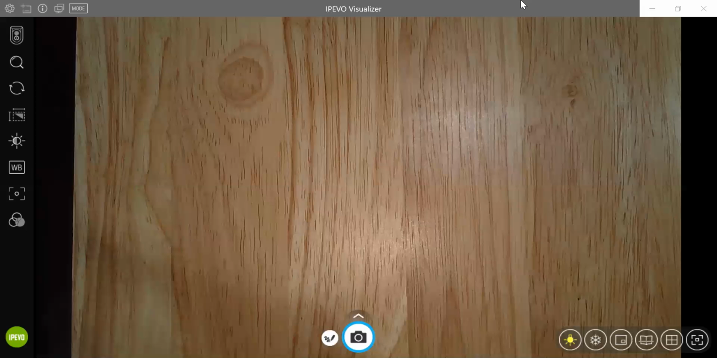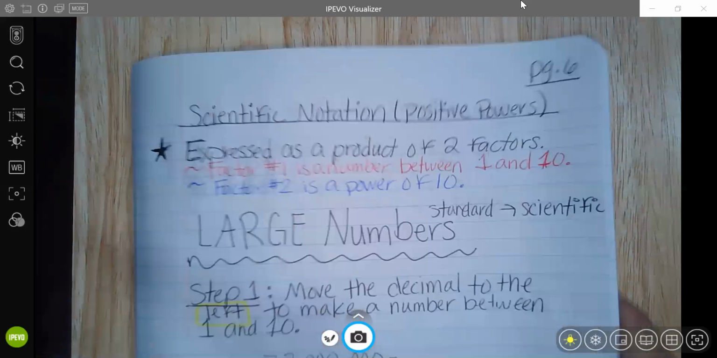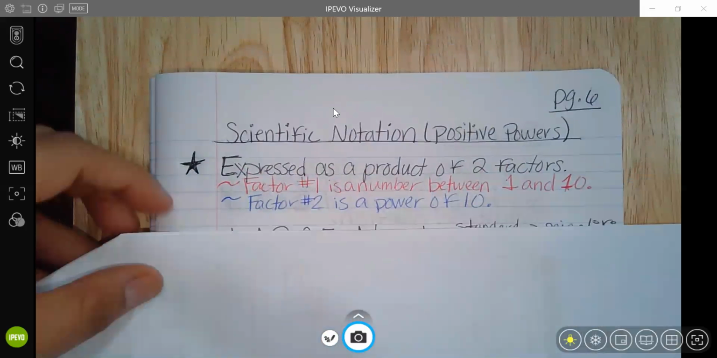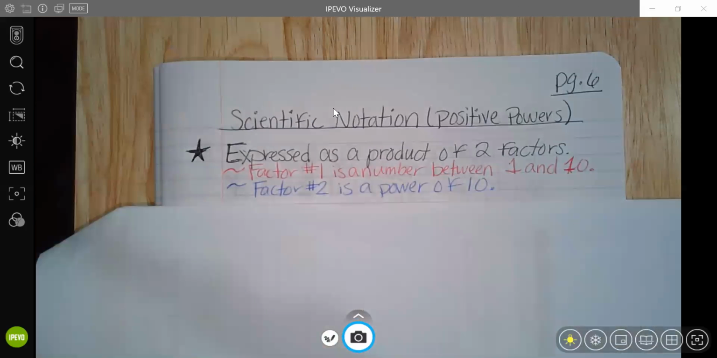All right, so we're gonna do scientific notation, but with positive powers, okay? So just like yesterday, it is the same type of setup, right? Where it's expressed as a product of two factors, and factor number one is gonna be a number between 1 and 10, and our factor number two is always gonna be to the power of 10 of some number, right? Since it's a positive power, it might be 10 squared, 10 cubed, 10 to the fourth power, 10 to the 10th power. I don't know, it just depends on the number that they give us.